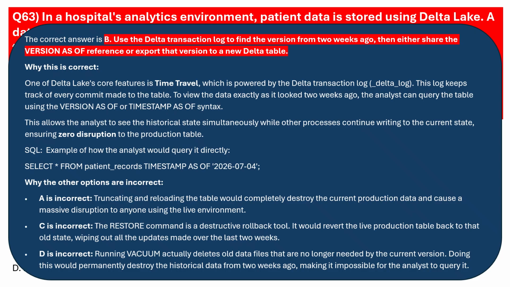D is incorrect. Running vacuum actually deletes old data files that are no longer needed by the current version. Doing this would permanently destroy the historical data from 2 weeks ago, making it impossible for the analyst to query it.